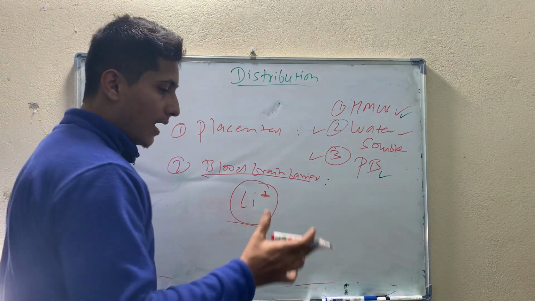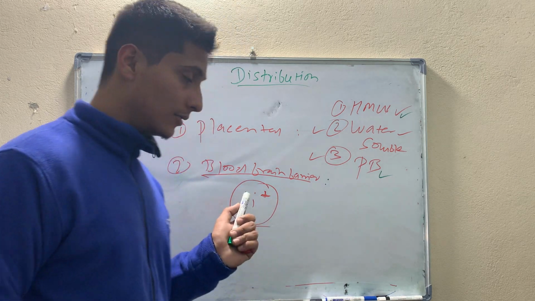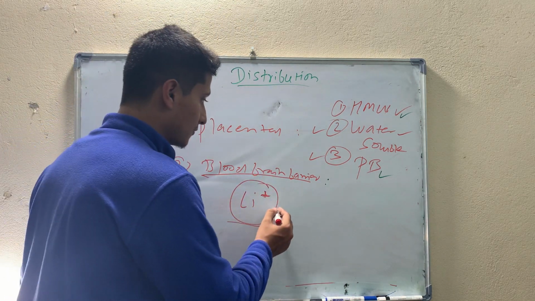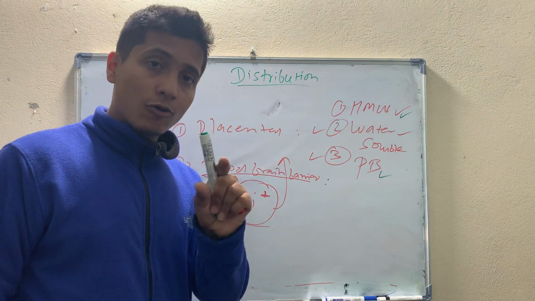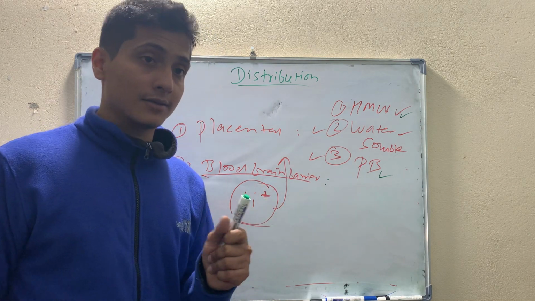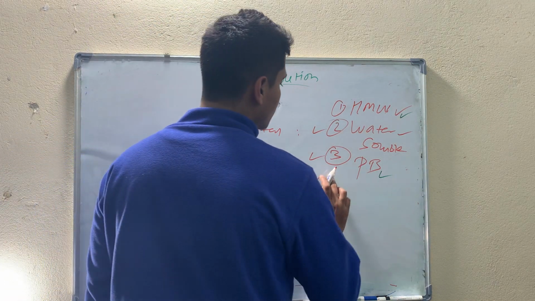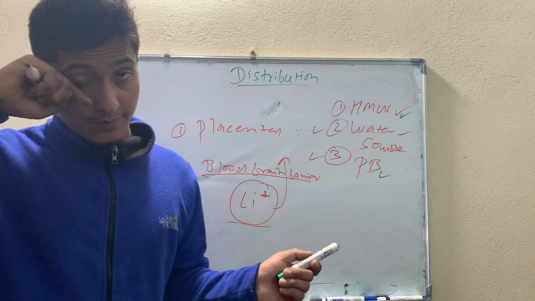Even if it's ionized, it's polar, even if it's not lipid soluble, it can go through the blood-brain barrier because it's very low in molecular weight, or let's say it's very small in size. That's why, right? Let's not say low in molecular weight. Let's say it's very small in size.